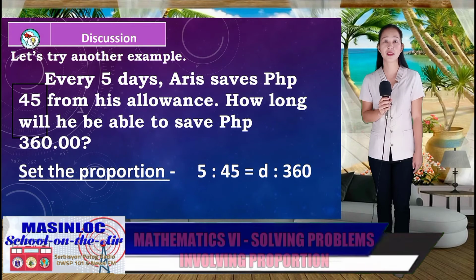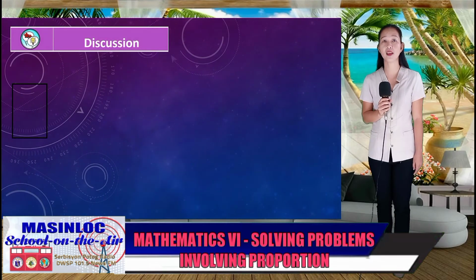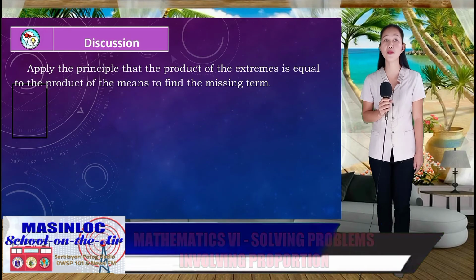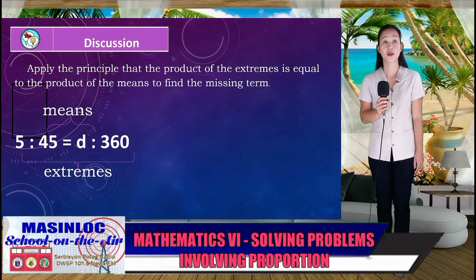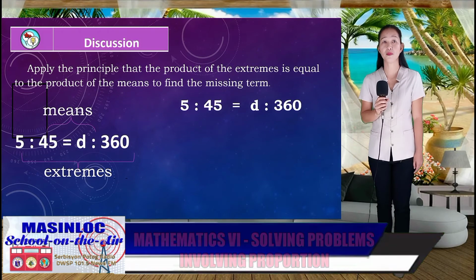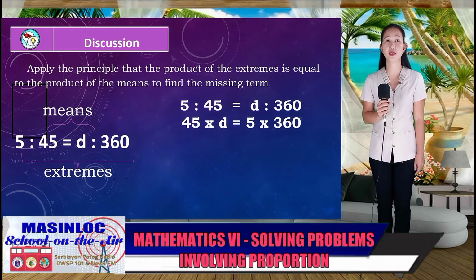5:45 equals D:360. Then, apply the principle that the product of the extremes is equal to the product of the means to find the missing term. This time, I will multiply the means first, and then the extremes. 5:45 equals D:360. 45 times D equals 5 times 360.